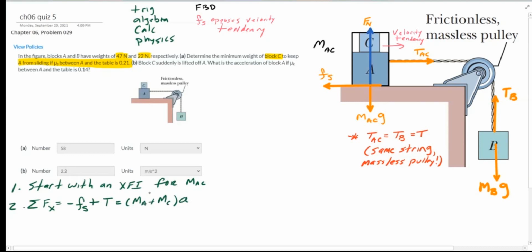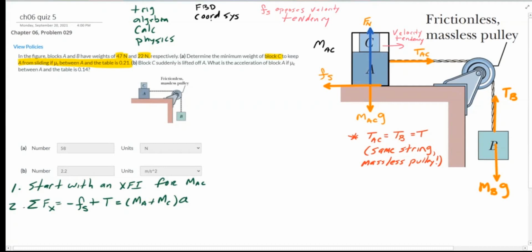And you know what I have to do right now? I actually have to worry about the coordinate system. So back to my recipe. I have the free body diagram, which is done. I have the coordinate system.